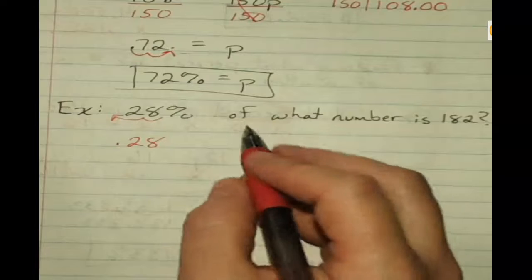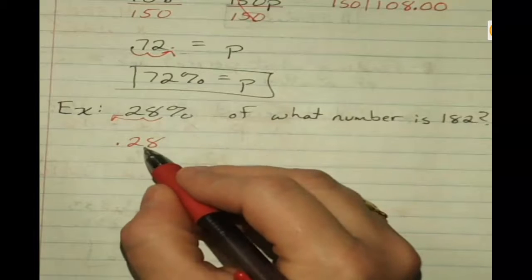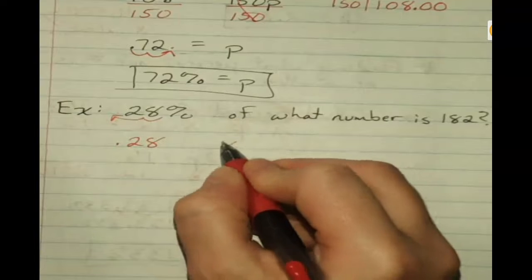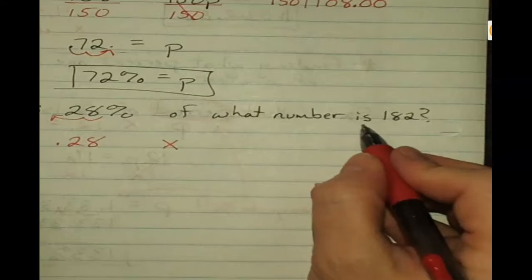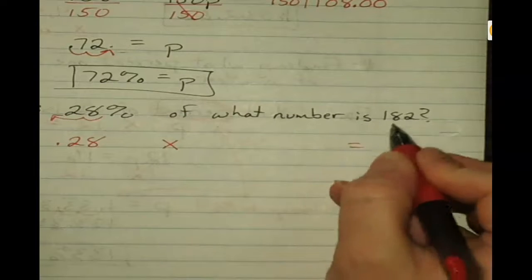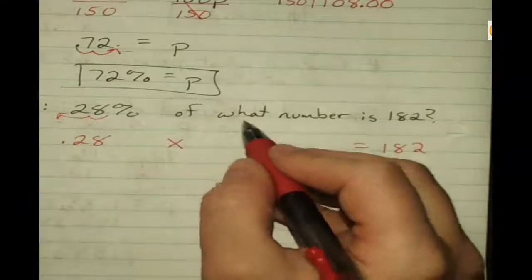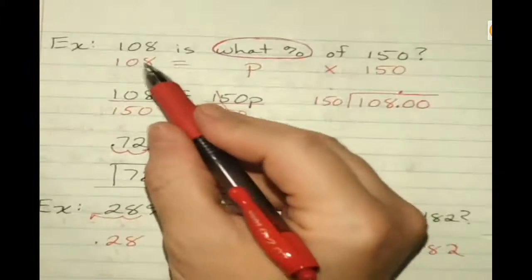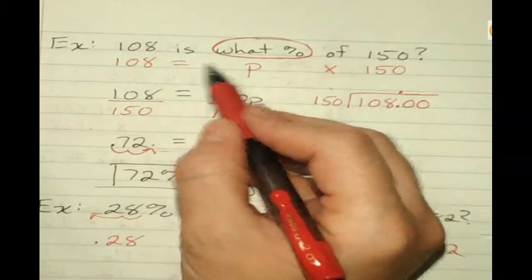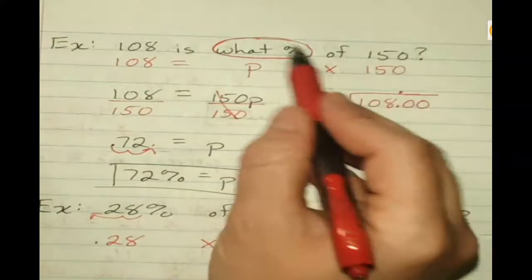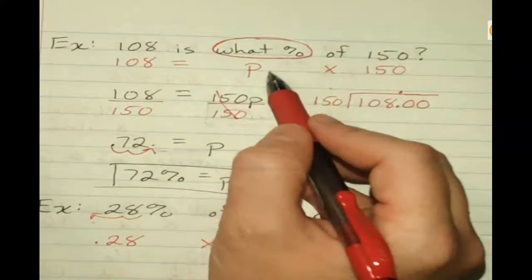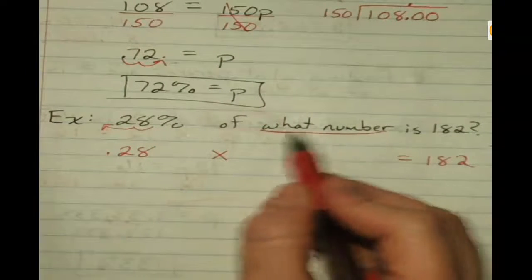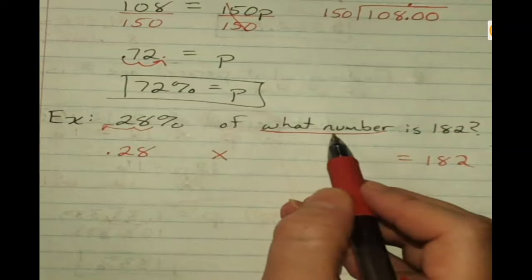You don't have to worry about that. If you see a percent, change it to a decimal. What is of? No. Thank you, Talia. What is? Equals. We bring down 182. And then this is what we're missing. See, up here, 108 is of 150, so we're looking for the percent. That's what's missing. Here, we have the percent, and we're looking for this thing.